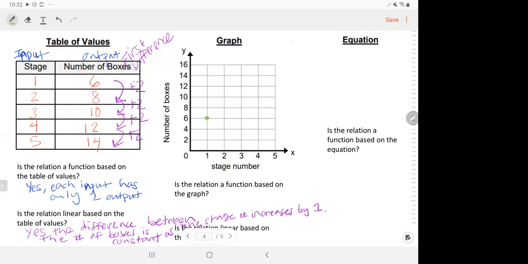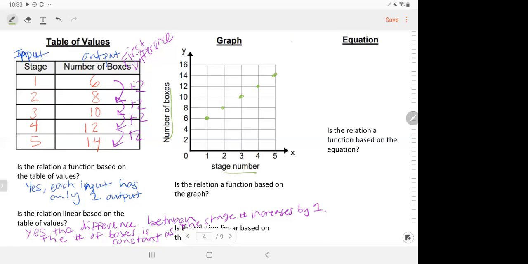It already has us labeled the stage number and the number of boxes as 1, 6, then 2, 8, 3, 10, 4, 12, and then it would be 5, 14. And this is actually going to be a discrete graph because these are not going to be connected. We just jump from stage 1 to stage 2, stage 3, stage 4. We don't have any in-between stages.